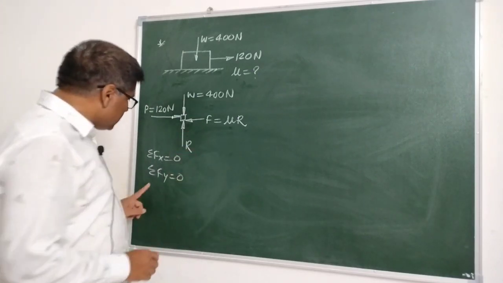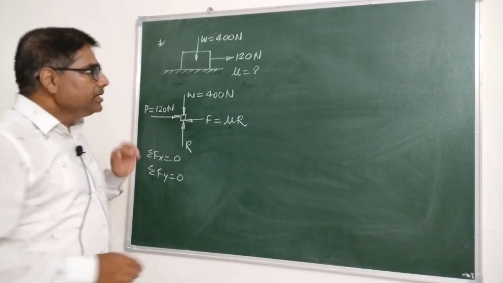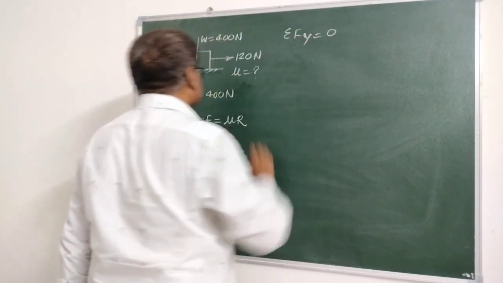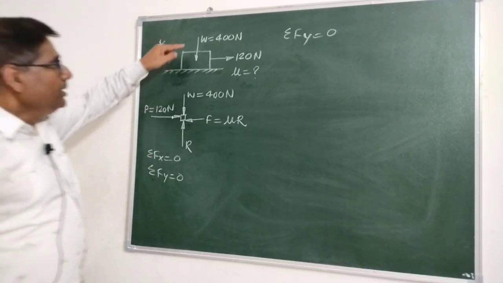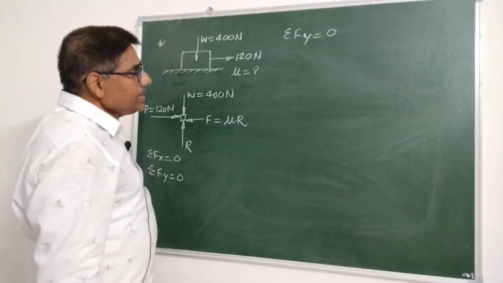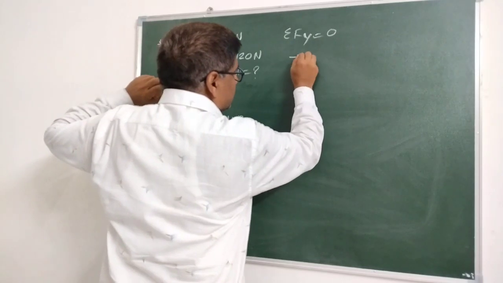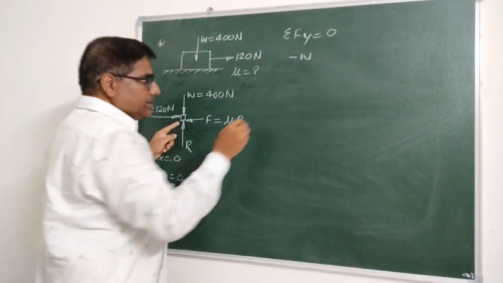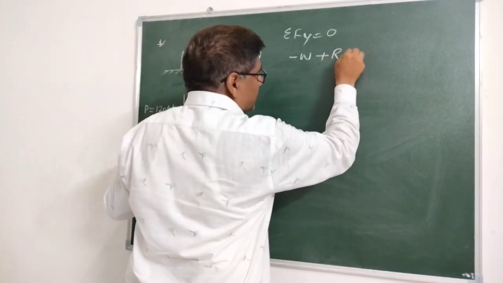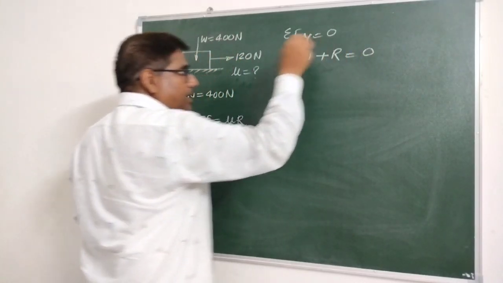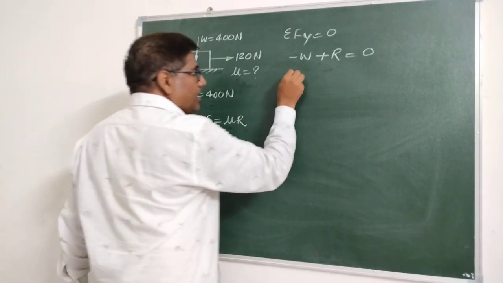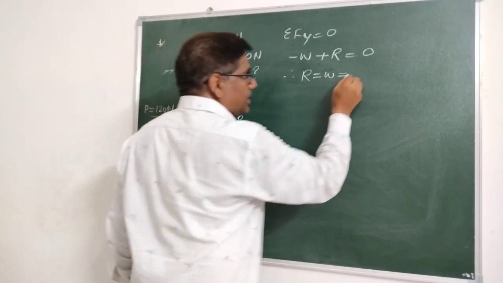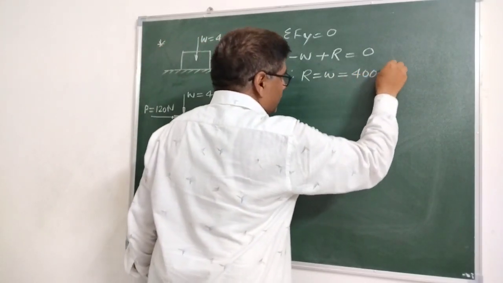Okay, first of all we shall apply this condition of equilibrium, that is sigma fy is equal to 0, that is sum of all vertical forces is equal to 0. This W is acting downward, therefore it is minus W. R, it is a plus, is equal to 0. R is normal reaction, therefore R is equal to W, and value of weight of this block is 400 Newton.